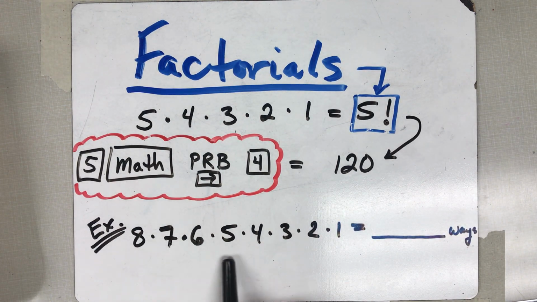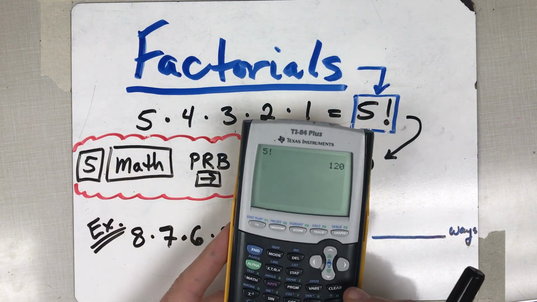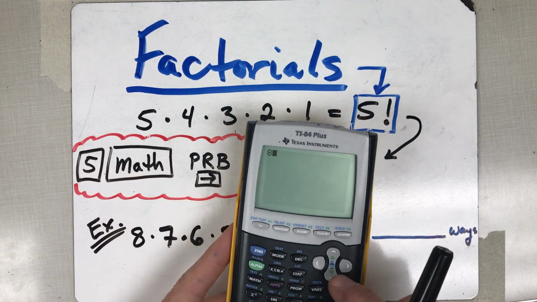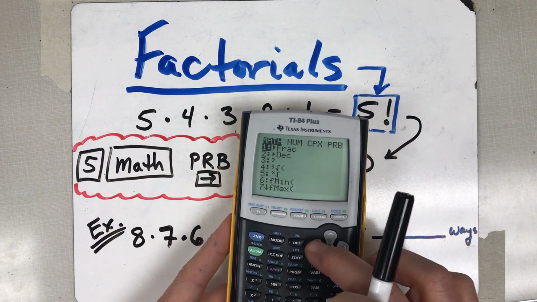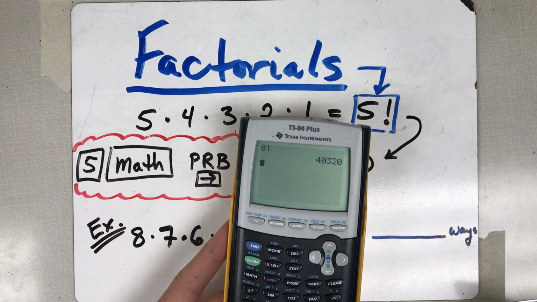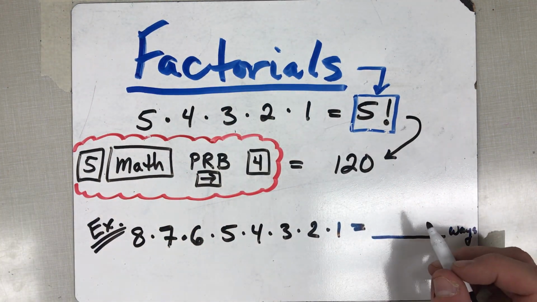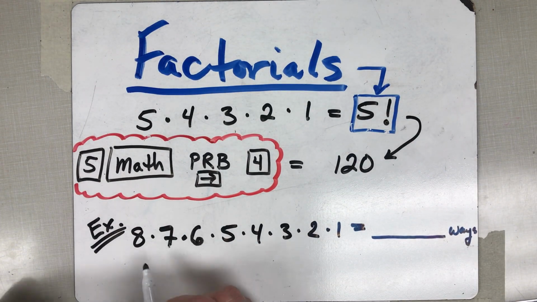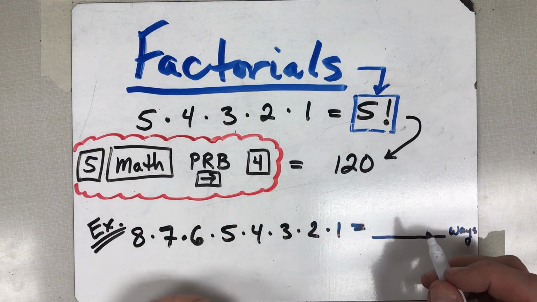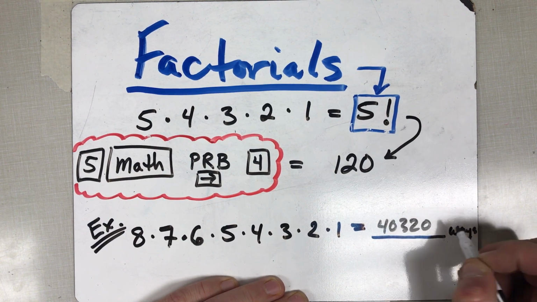Here's another example you could try. I wouldn't want to type all these digits out. I could simply just use 8 exclamation point. So if I were to go in here, 8, math, left arrow over to the PRB, and then option 4, there are 40,320 ways that 8 runners could finish a race, skiers, snowboarders, or 8 items that I want to put in a specific order and lay them all down. It could be letters, it could be anything. There are 40,320 ways to do that.